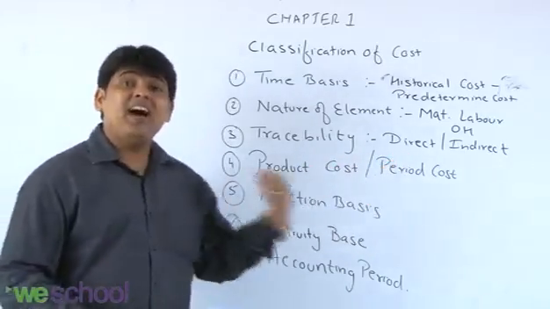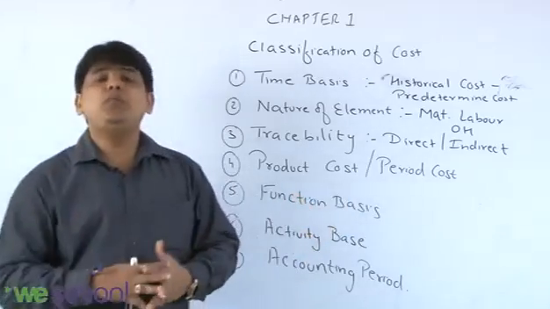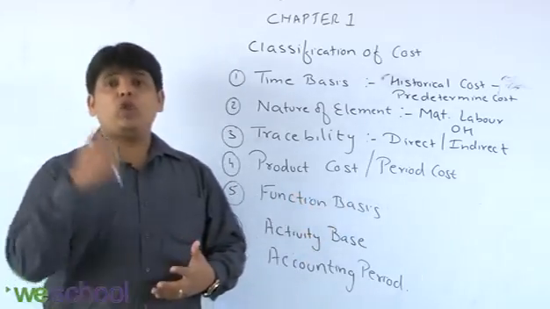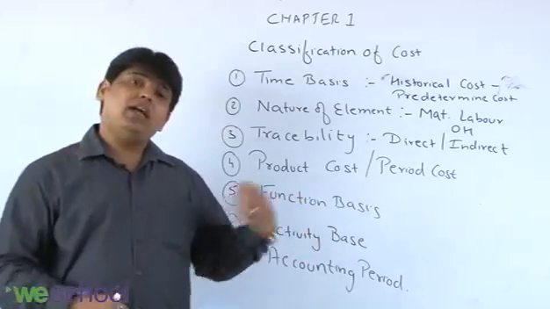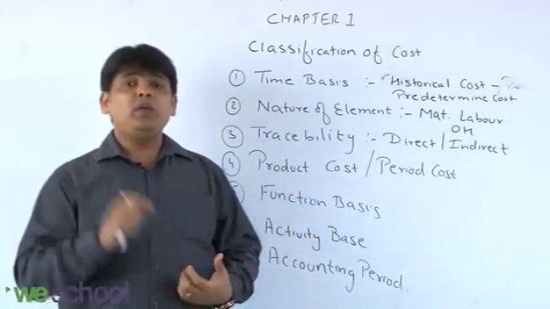Product cost means direct cost. Again, for one shirt, 20 rupees is the raw material. That is the product cost. For one shirt, 25 rupees is the wages. That is the product cost. For one shirt, 10 rupees is the rent.